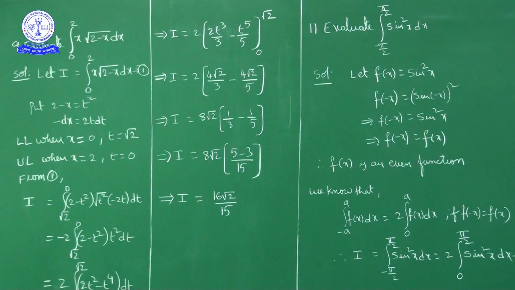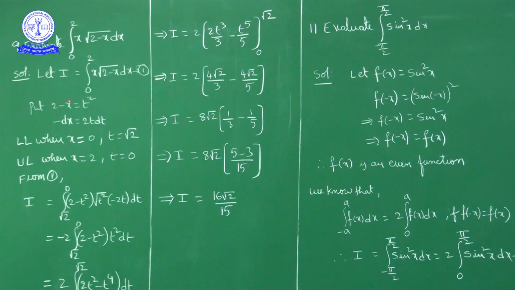Now here the question is to evaluate the integral from 0 to 2 of x into square root of 2 minus x dx. I'll mark this one as 1. I'll put this under root quantity, 2 minus x, as t square. What is the advantage? Square and square root cancel, no? So square root of 2 minus x we can write as t. So 2 minus x is equal to t square. Now minus dx equals 2t dt, so dx is equal to minus 2t dt. Now the lower limit: when x is equal to 0, t square equals 2, so t is equal to square root of 2.